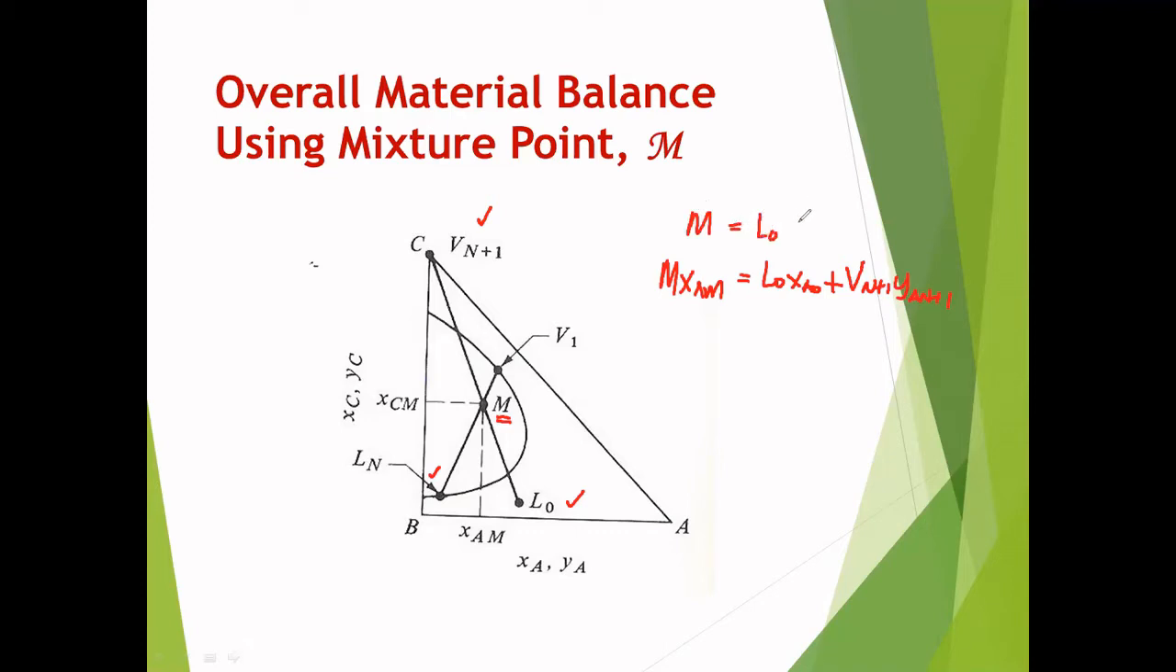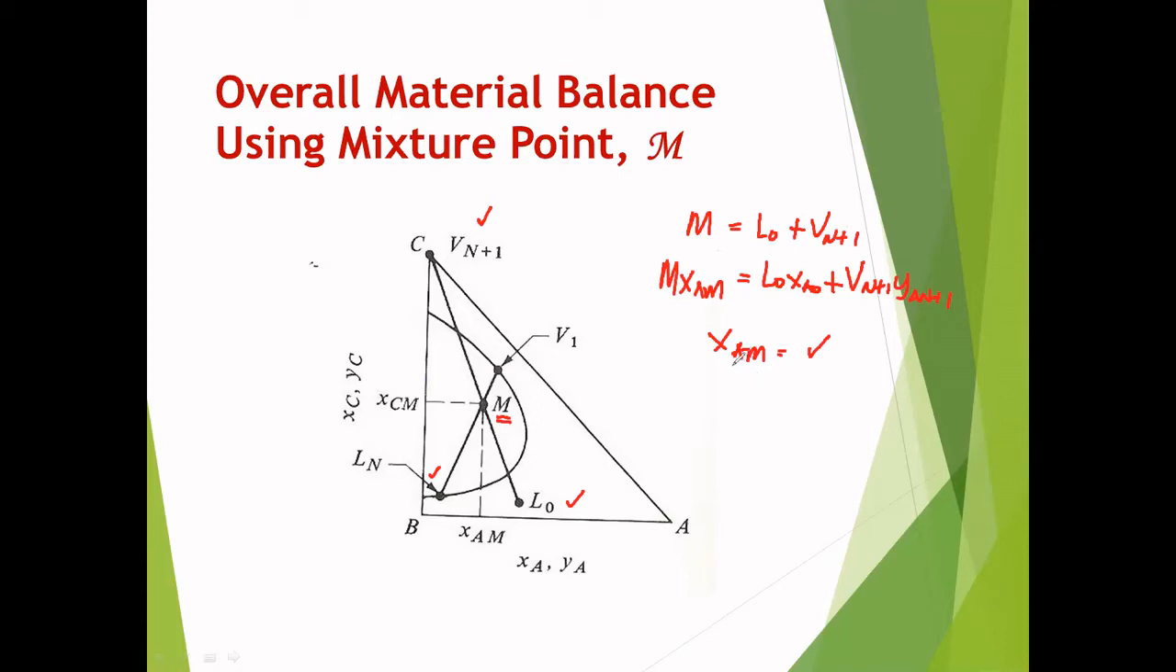So you have LO plus V sub N plus 1, or it could be LN and V1 if it's given. So either of the two. So you have this, you substitute in here, you will of course get next the XAM. Most of the time, this is known, and of course this is known because it's just the sum of these two. So you get to know the XAM.